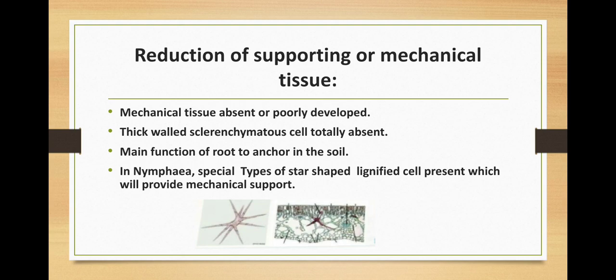Reduction of supporting and mechanical tissues. Mechanical tissues absent or poorly developed. Thick-walled sclerenchymatous cells totally absent. Main function of root is to anchor in the soil. Special type of star-shaped lignified cells present which provide mechanical support.